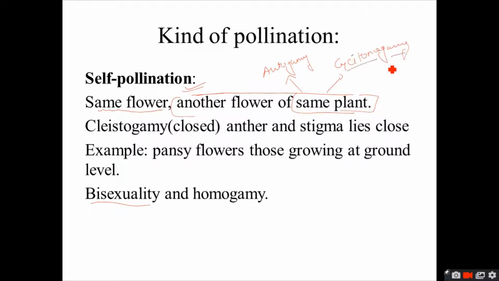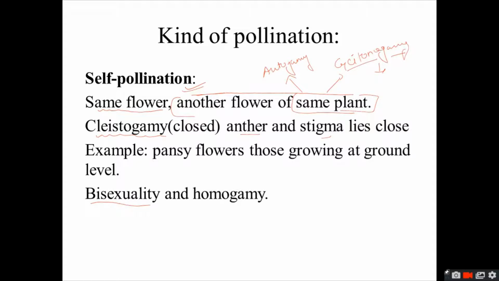In geitonogamy we have seen that pollination occurs between different flowers of the same plant, and also within the same flower, which means the flower should be a bisexual flower. Now next is about cleistogamy. Cleistogamy is another type of pollination in which the stigma and the anther lie close.